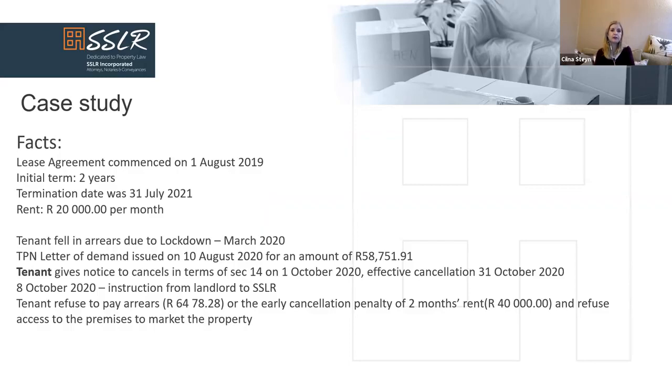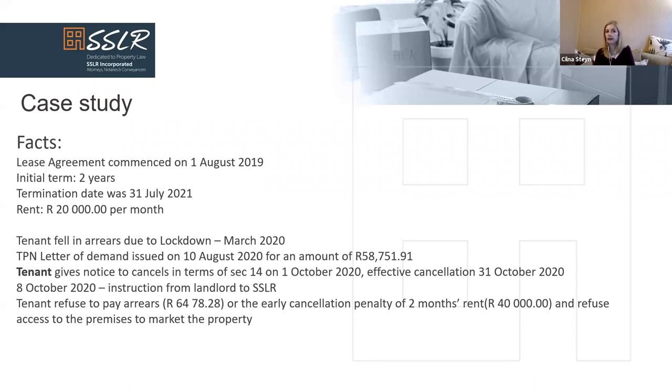The tenant fell in arrears shortly after the first lockdown of last year. So say April, May, the tenant was still okay, and then June they started missing payments, things started going bad. On the 10th of August, they were already in arrears in an amount of 58,000 odd Rand, and they were sent a TPN letter of demand. Nothing happened. Tenant didn't pay. Well, I think the tenant paid a little bit, but not the full amount, didn't remedy in full.